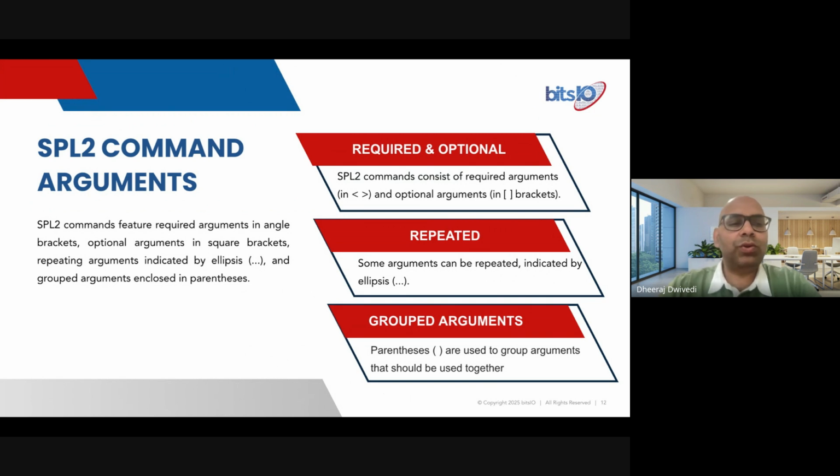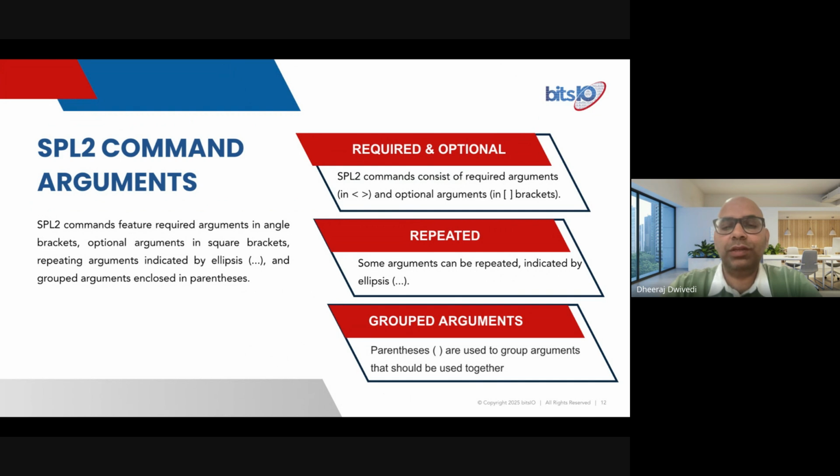So now I'm going to talk about the SPL2 command arguments. Command arguments are basically features that are added in angle brackets or optional arguments. So it's basically understanding the syntax for utilizing these arguments to write effective queries. We need to understand these arguments, and basically there are three types of arguments.